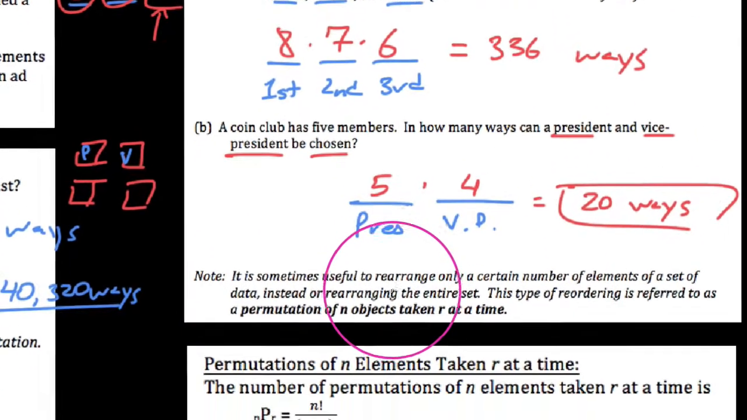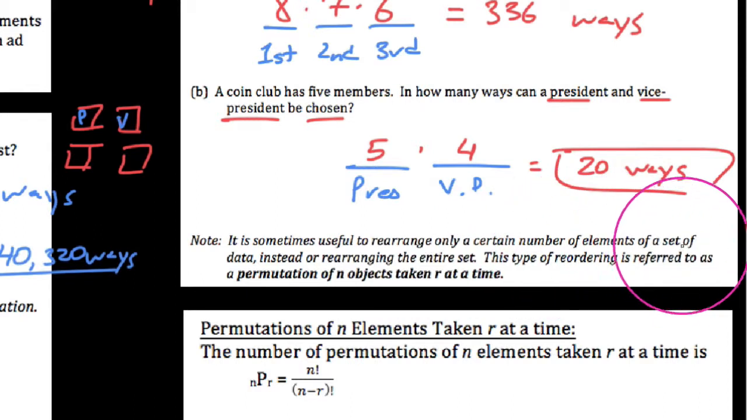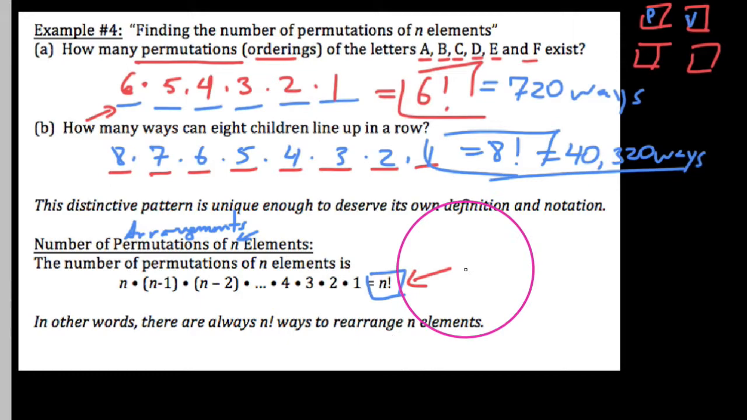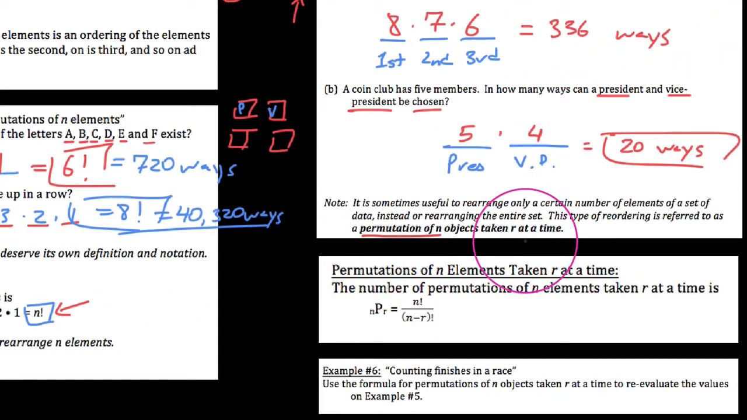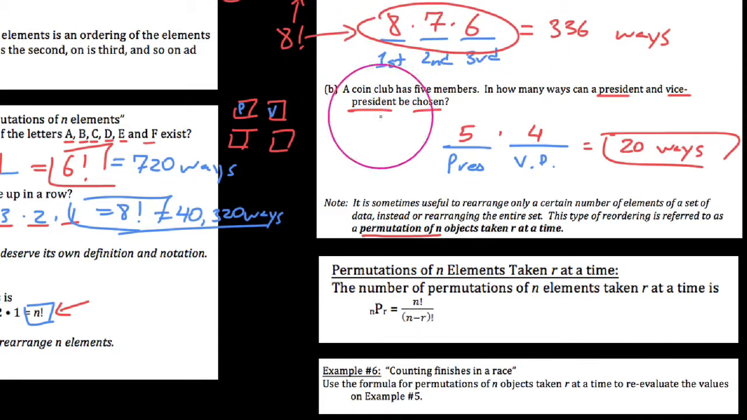So it is sometimes useful to rearrange only a certain number of a set of data instead of rearranging the entire set. This type of reordering is referred to as a permutation of n objects. So again, down here, this was a permutation of n objects. We just said flat out n factorial, but now we take r at a time. Up here we had 8 horses, so we were permuting all 8 of them, except we only needed to keep the first 3. Down here I've got 5 people and I want to rearrange all 5, so I'd say 5 factorial, but I don't want to keep all of the 5 factorial. I only want to keep this part of it.